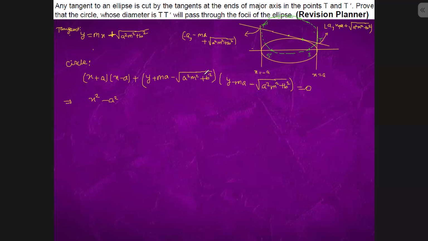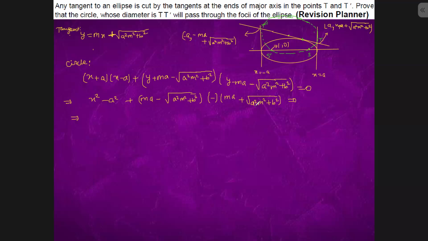So it is saying that the circle should be passing through the focus. Okay. So we'll take y equals to 0. At this point y is 0. So if we put y equals to 0, it is ma minus root under a square m square plus b square, and this is y equals to 0, it is minus, common, ma plus root under a square m square plus b square equals to 0.